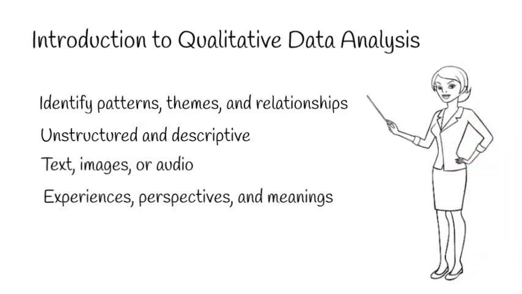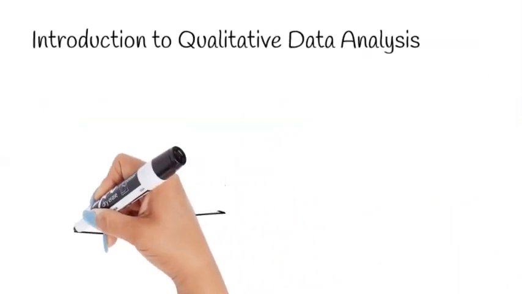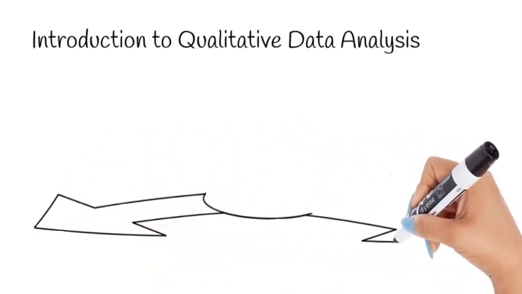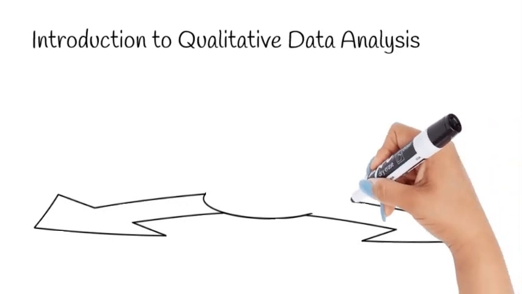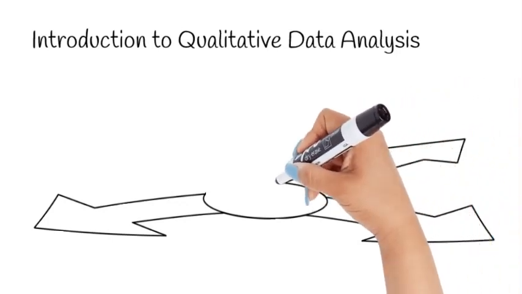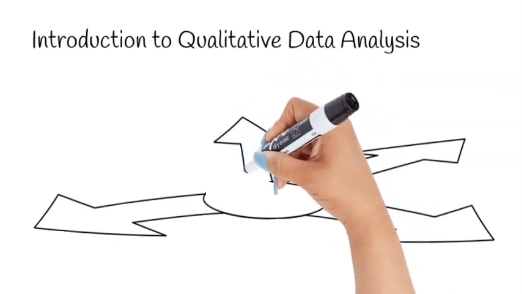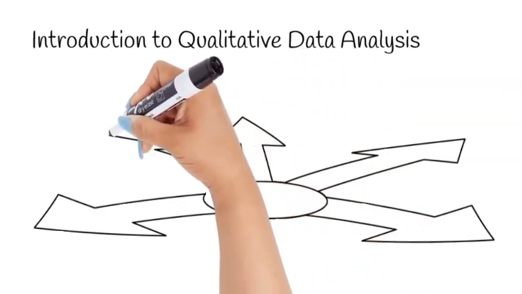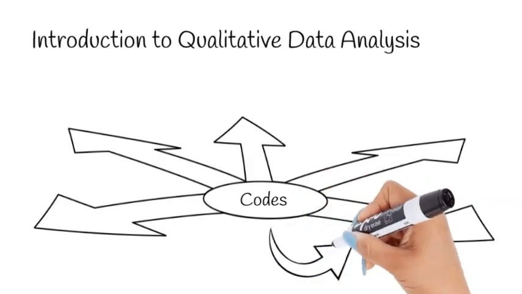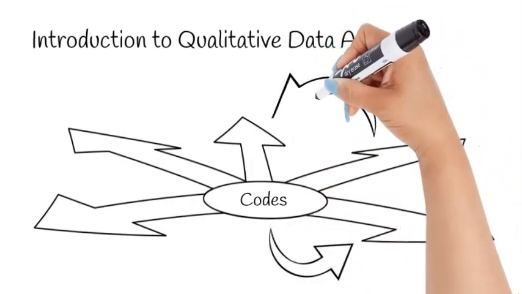The first step in qualitative data analysis is the coding process. Coding involves systematically categorizing and labeling data, which is essential to organizing and making sense of the information you have collected. During the coding process, you will identify patterns and themes from the data, and you will use these patterns and themes to develop a deeper understanding of your research questions and objectives.